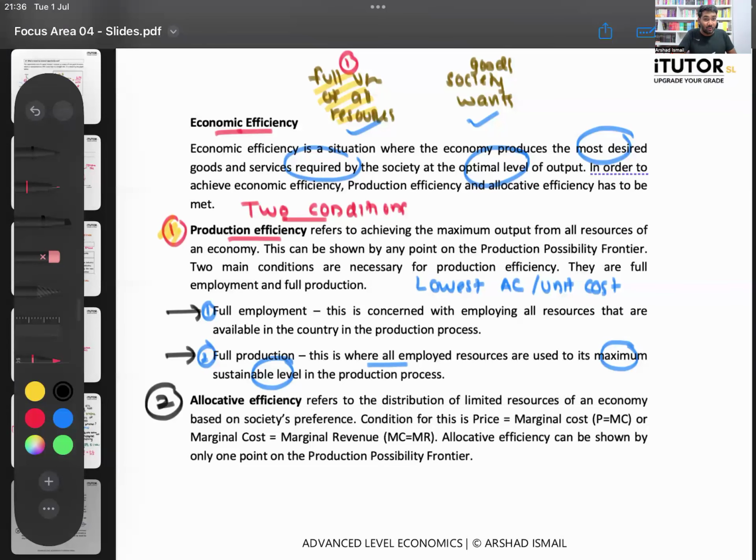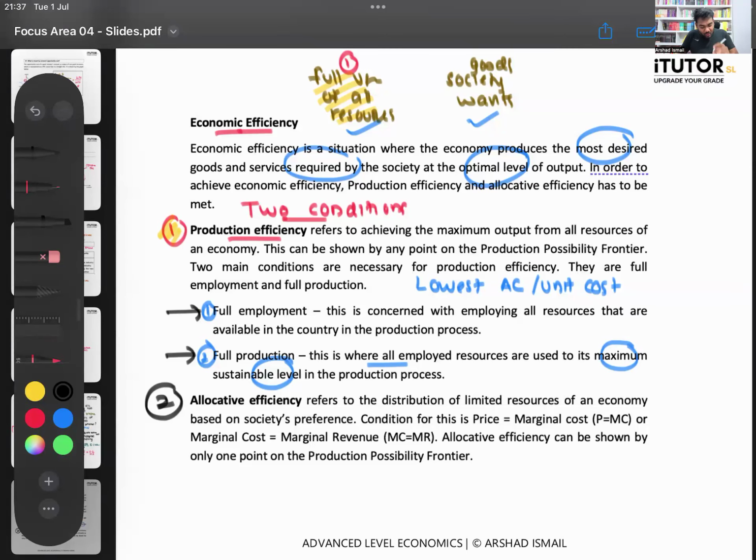Now, what if I am using all my resources, full employment, full production, but I am producing, let's say, guns. Does the Sri Lankan economy right now need guns? We don't need guns now. We are not in a war. We don't need guns. We might need something else. So just because you have productive efficiency, you can't be sure you have allocative efficiency, economic efficiency.